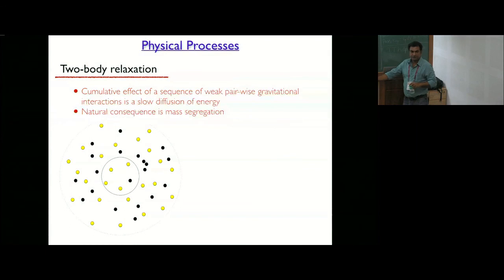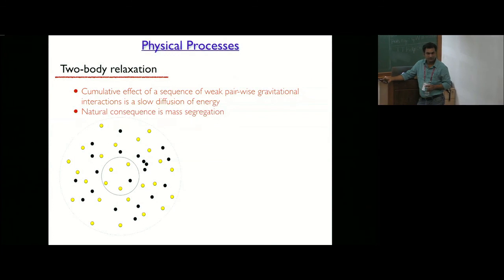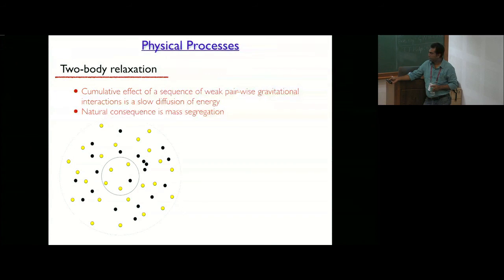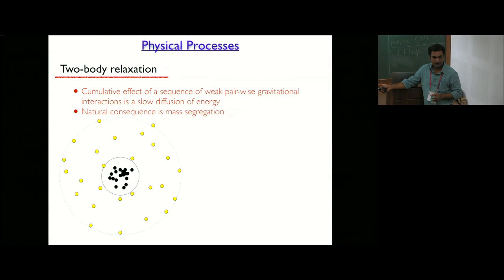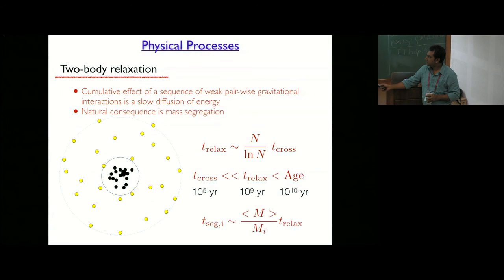So if you have a distribution of stellar masses in a cluster, so you have stars mixed with black holes. Black holes are more massive than stars, so all black holes will sink to the center. So this is a small region, very high density, almost exclusively with black holes.